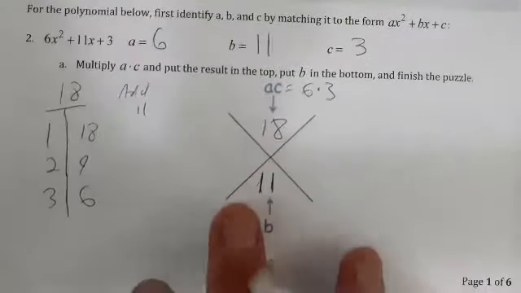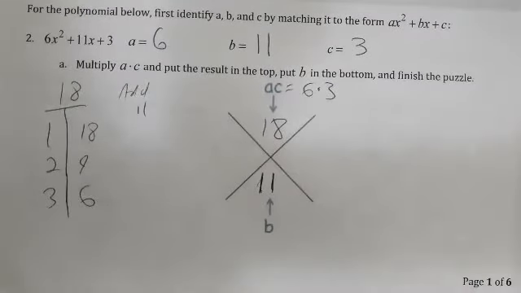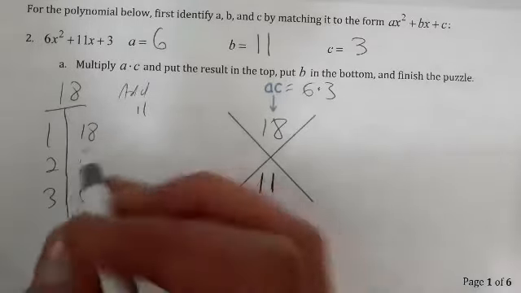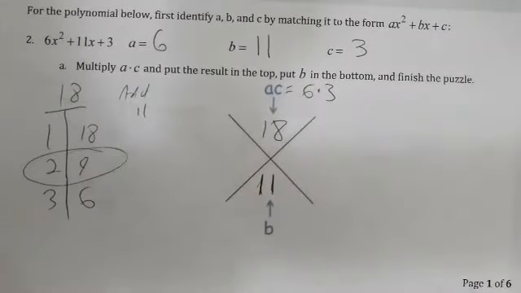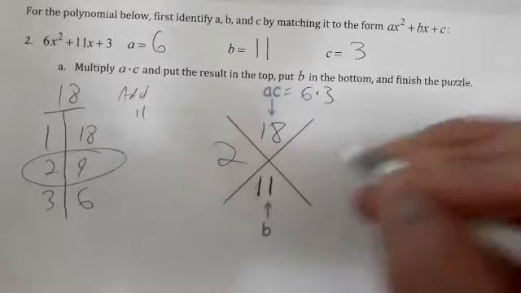4 is not going to do it. 5 is not going to do it. And we're back at 6. So if I'm looking for two factors of 18 that add to 11, they can both be positive or they can both be negative, but we know they're going to add to a positive number. So I think it's easier just to look at these two right here. So it should be 2 and 9.